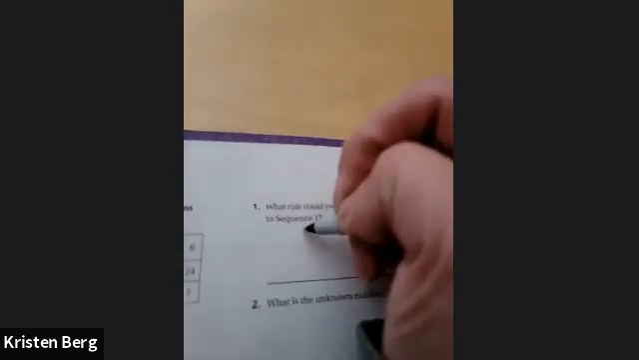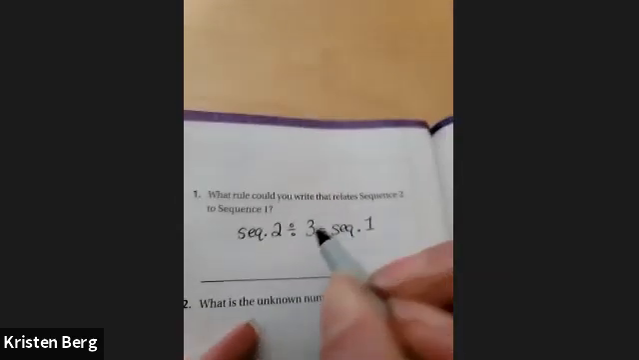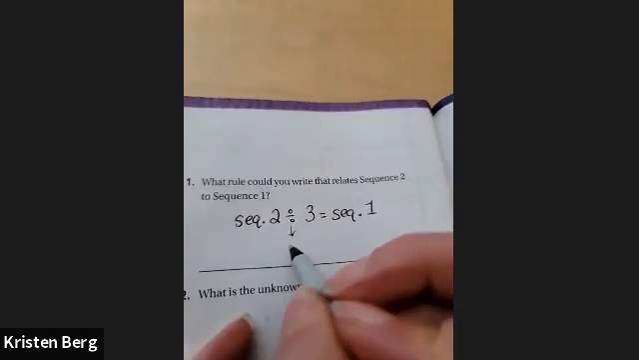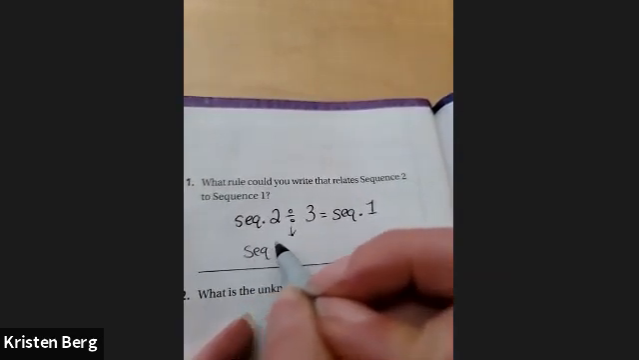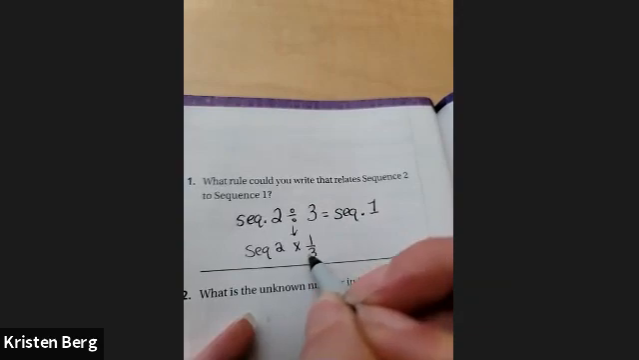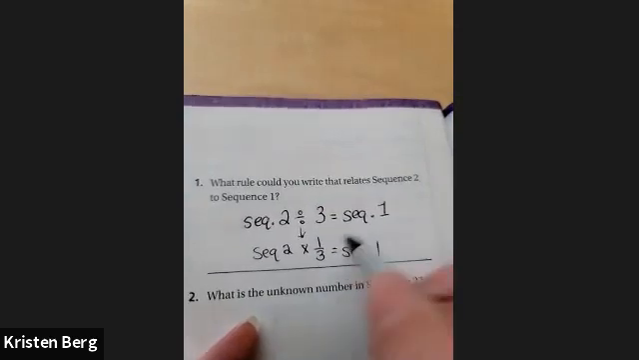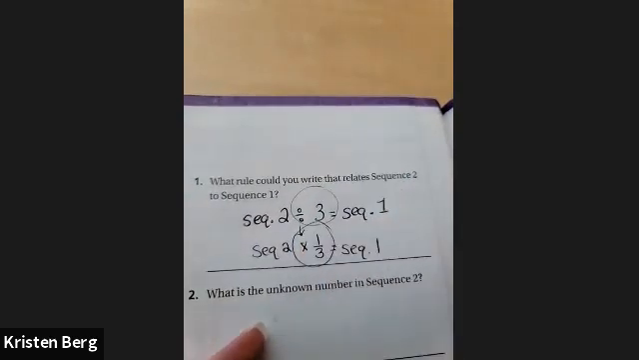So therefore my rule is taking sequence 2 and dividing it by 3 is going to give me sequence 1. The other thing that they wanted you to see is that you could do that keep, change, flip thing. And you could also say sequence 2 times, flip this around, 1/3 will also give you sequence 1. That's just another way to do it as well. So you could have said either times 1/3 or divide by 3. Me personally, I would have picked this one, but I do want to show you your options of what you could have said.